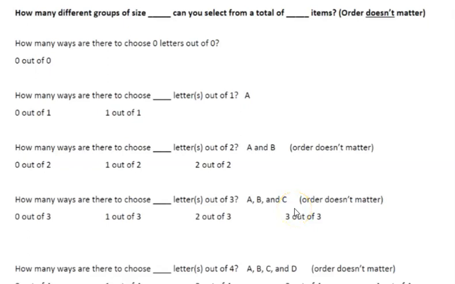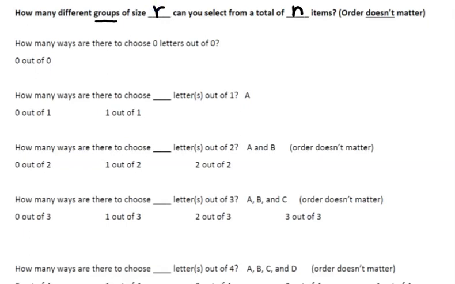Now I want to ask the question, how many different groups of size r can I select from a total of n items if order doesn't matter? In other words, if I choose A, B, C, or B, A, C, or C, B, A, or whatever, it doesn't matter what the order is. It's just a group of 3 letters. All right, so I'm looking for a group. How many different groups where order doesn't matter?